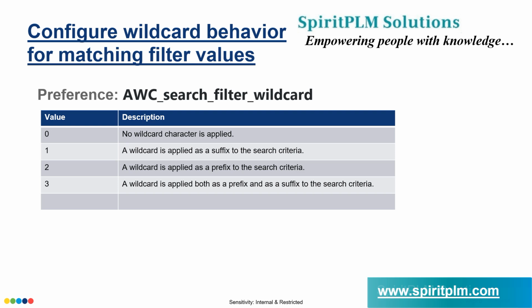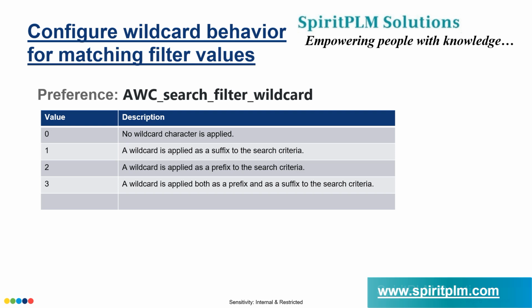Suppose you want to show the result, for example, where the item ID is starting with 5, then you have to use value 1, that is 5 star, so that it will get all the objects that are starting with 5.